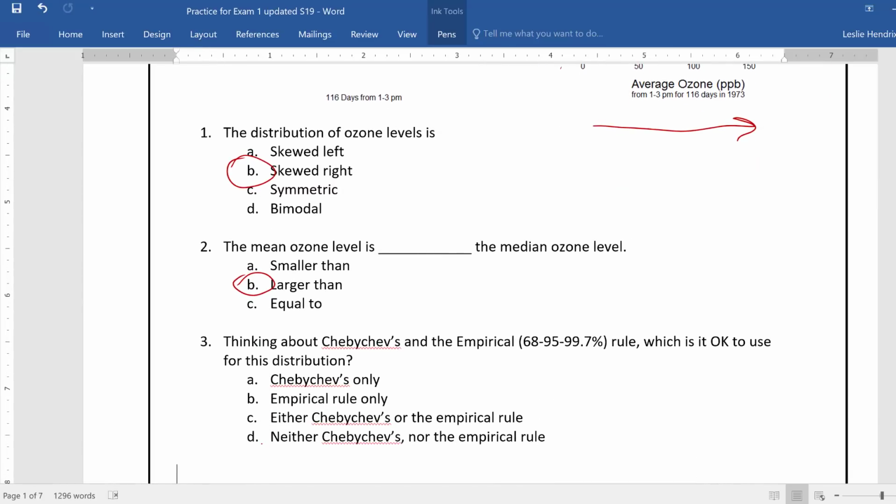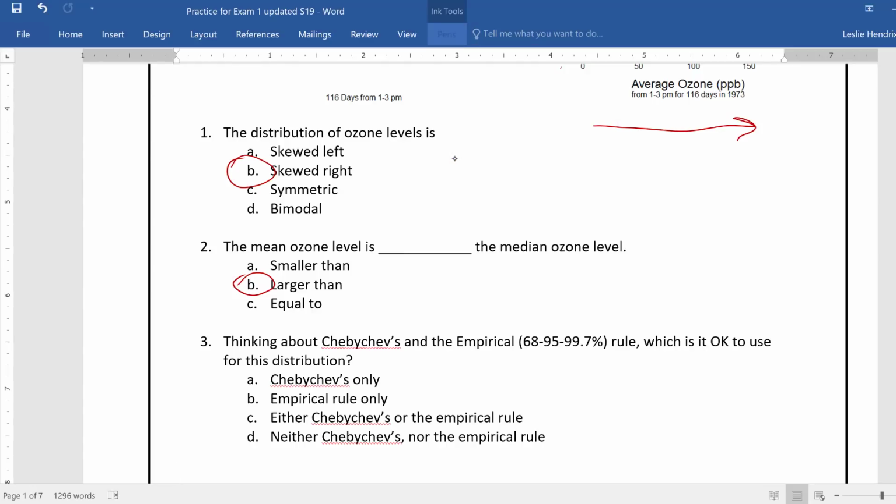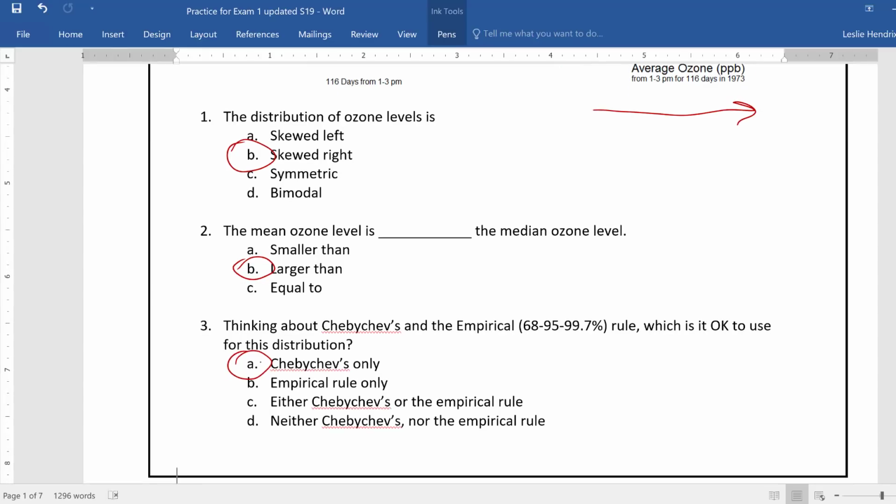All right, thinking about Chebyshev's and the empirical rule, which one is it okay to use for this distribution? Well, remember that the empirical rule only works if you've got a unimodal symmetric data set. Remember, it came from the normal distribution, so your data set distribution needs to look basically like a bell-shaped distribution to use the empirical rule. Chebyshev's works for any shaped distribution. So here, because we have a skewed distribution, the empirical rule is not appropriate to use, but we can always use Chebyshev's. So the answer to this one is Chebyshev's only.